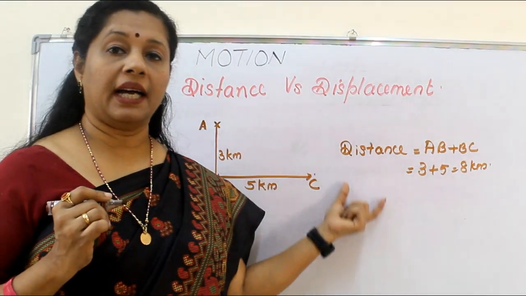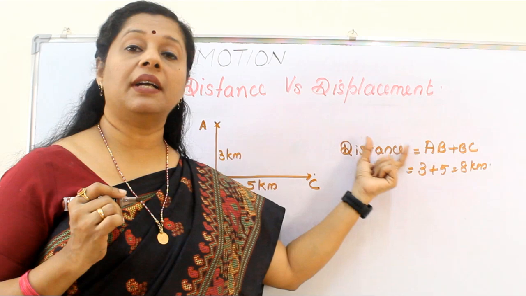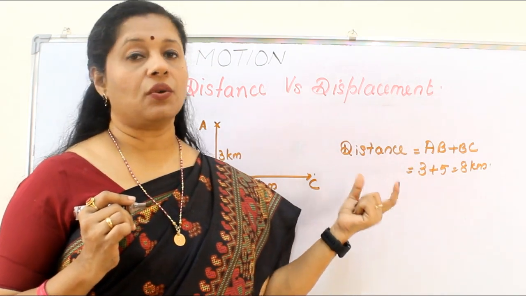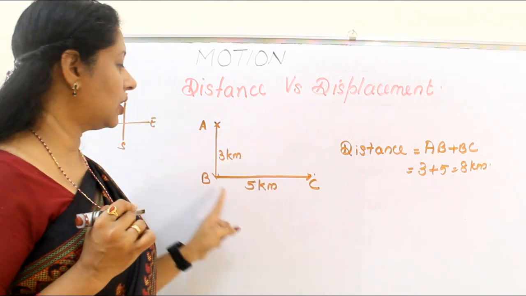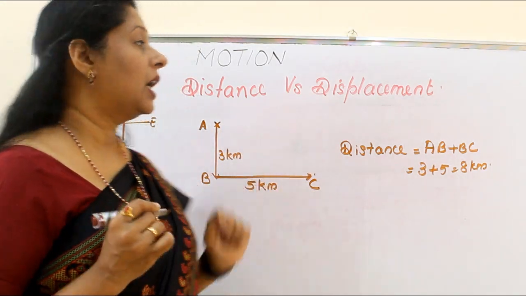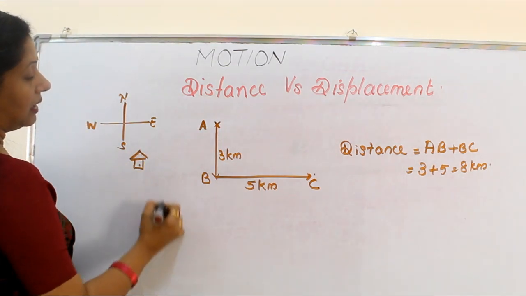The actual length of the path moved by a body in a given interval of time is called the distance traveled by it. So in this case, the distance traveled is the total distance covered by this person, or you. Okay, another case, suppose this is your house, and here is your school.